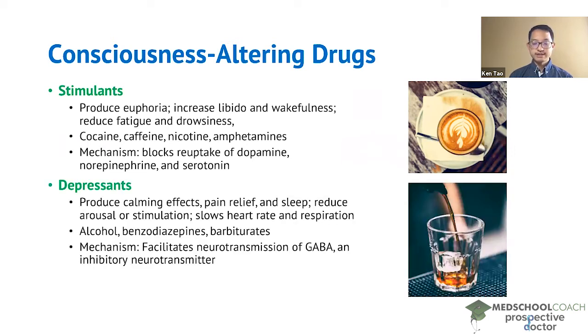Next, we have depressants. Again, from their name, depressants produce calming effects, pain relief, and sleep. They reduce arousal or stimulation and slow the heart rate and respiration rate. Depressants include alcohol, benzodiazepines, and barbiturates. These drugs function by facilitating the neurotransmission of GABA. GABA is an inhibitory neurotransmitter, so essentially it has a global effect of reducing activity in the central nervous system.